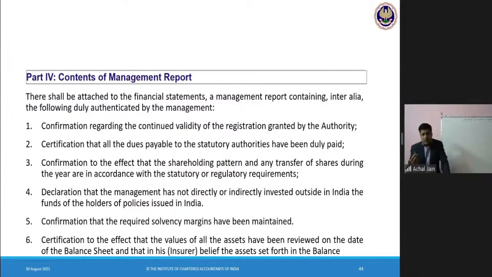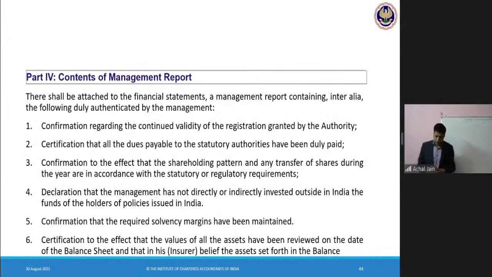Let's look at a few of the contents first. Confirmation regarding continued validity of registration granted by ICAI. Confirmation that all the dues payable to statutory authorities have been duly paid. Confirmation to the fact that shareholding pattern and any transfer of shares during the year are in accordance with statutory or regulatory requirements.